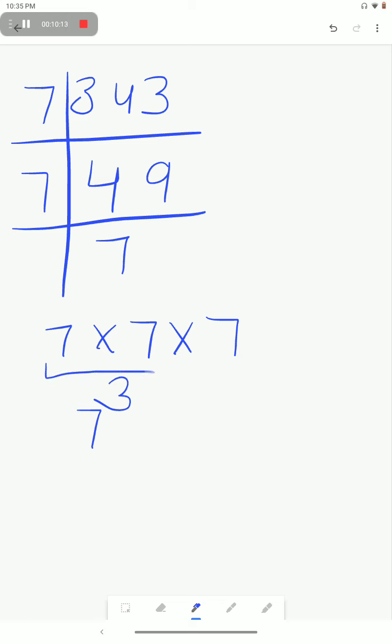Which means if there is a triplet, then we can write it in cube form. It means 343 is a perfect cube. Now take one more example, 1000.